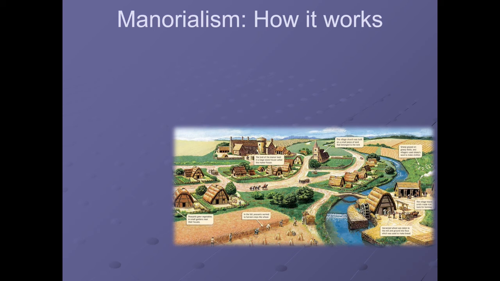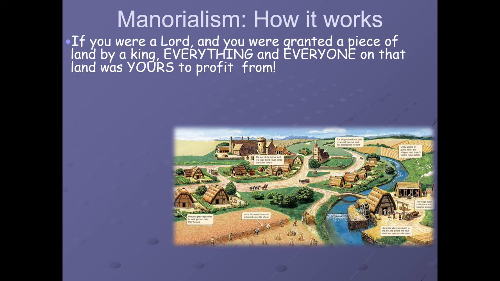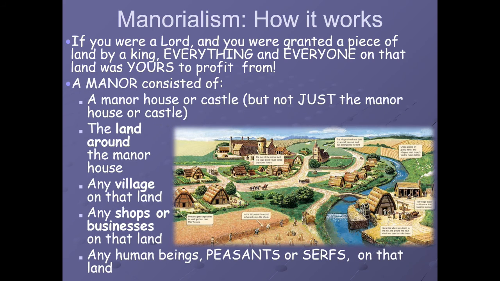Manorialism, how it works. If you were a lord and you were granted a piece of land by a king, then everything and everyone on that land was yours to profit from. So a manor consisted of, number one, a manor house or castle, but not just the manor house or castle. The manor also consisted of the land around the manor house and any village on that land, any shops or businesses on that land, and any human beings, peasants or serfs on that land.